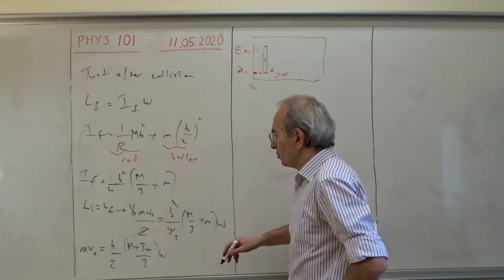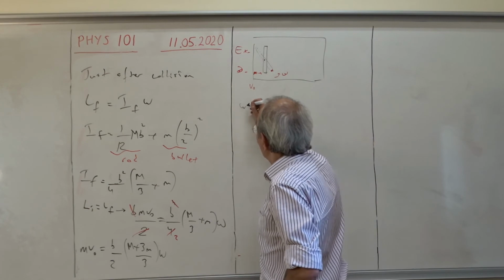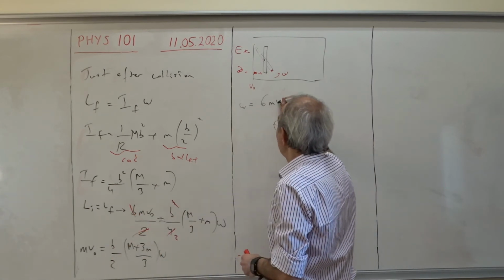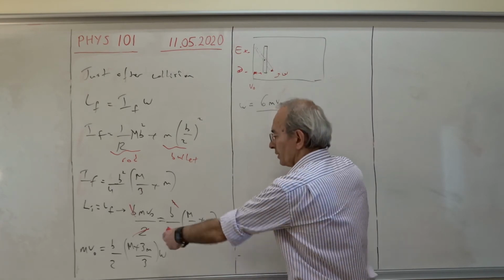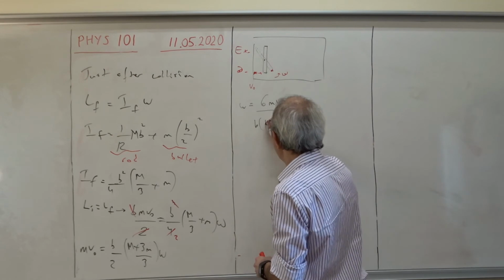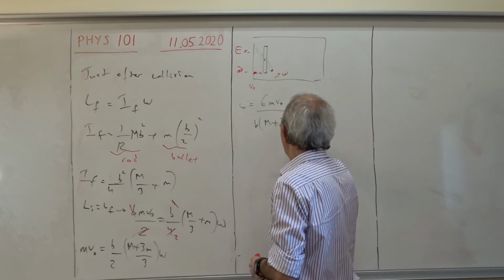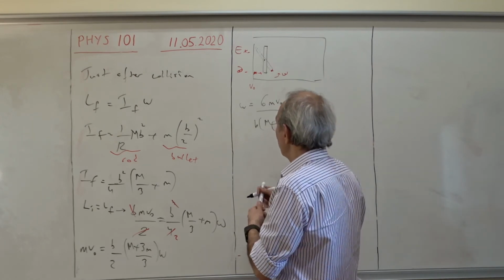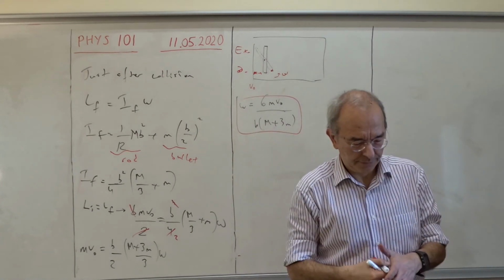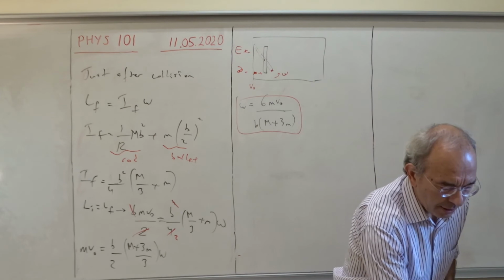Then it is easy to find omega. Omega is just 6 m v0 divided by b multiplied by capital M plus 3 little m. So this is the result for angular velocity omega in the case A.